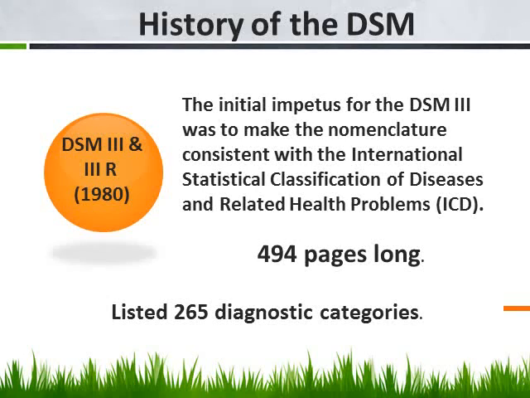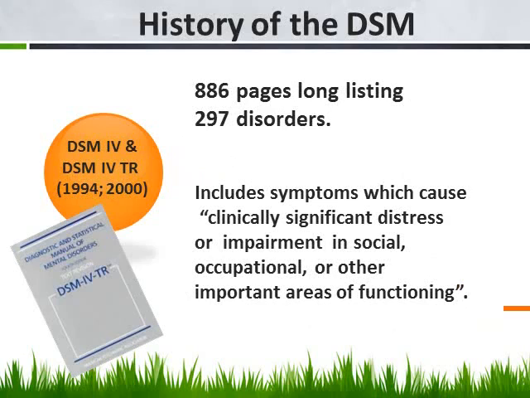Again, each book gets a little bit longer. This one was 494 pages long and listed 265 diagnostic categories. Again, the whole purpose was to try to make this terminology that's used in psychological diagnosis standard from one part of the country to the other part of the country. It was a very important tool for psychologists to be able to use a manual such as this. Again, please notice how each edition gets longer and longer.